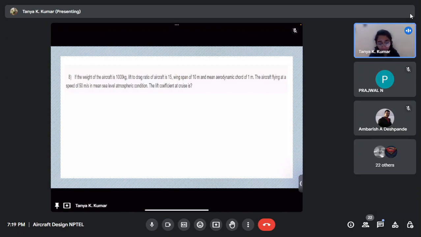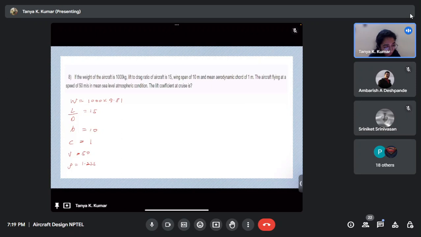Let's just write down the quantities that we have. So weight is 1000 into 9.81. Lift to drag ratio is 15. Wingspan. What is the notation? What is the term for wingspan? I did not hear you. B, yes. So B is 10. Mean aerodynamic chord is 1. Flying at 50 meter per second. Mean sea level, so density is 1.225. What is the lift coefficient at cruise?